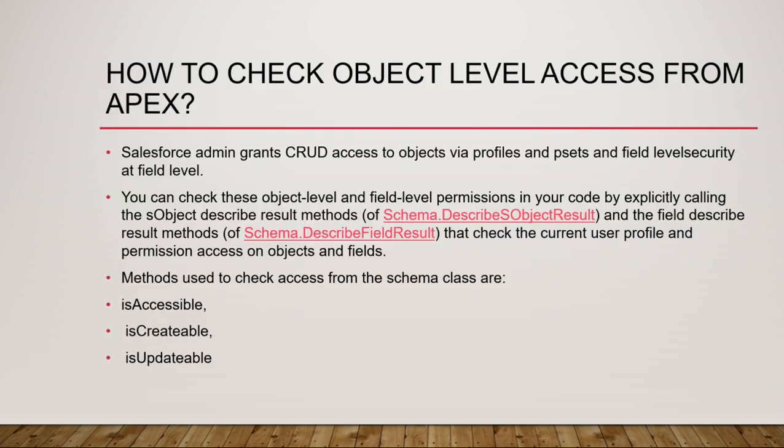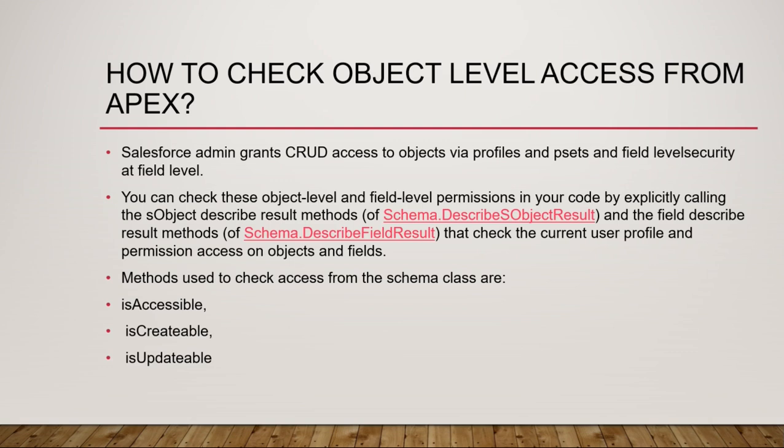But in Apex you can check. The interviewer will ask you, how will you check this in Apex? Can you even check it like that? So you can check it. You can check object level and field level permission by calling Schema class methods. There are describe sObject result and describe field result, which will give you the current user's accessibility to that particular field or object, based on the profile and permission that is given.